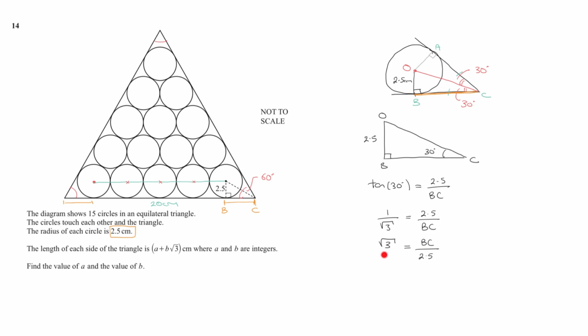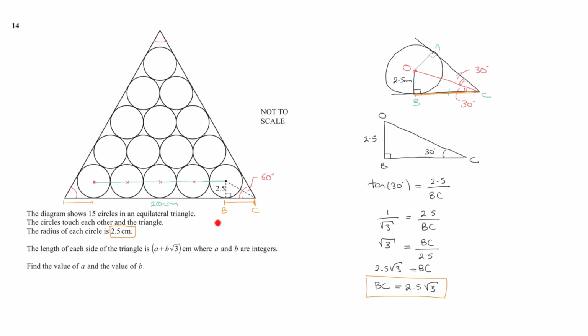And now multiplying both sides of this by 2.5, we have 2.5 times root 3 is equal to BC, which I'll rewrite from left to right as BC equals 2.5 times the square root of 3. And so we now know the length BC.